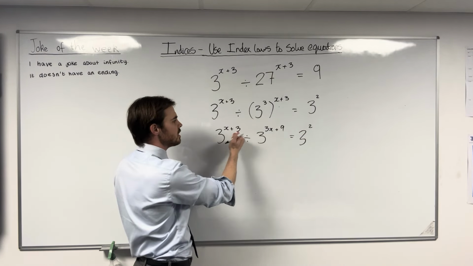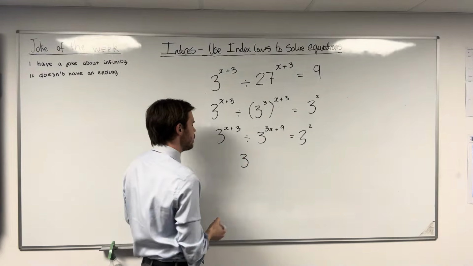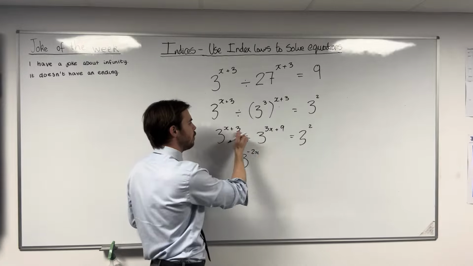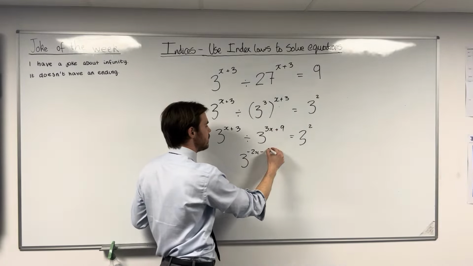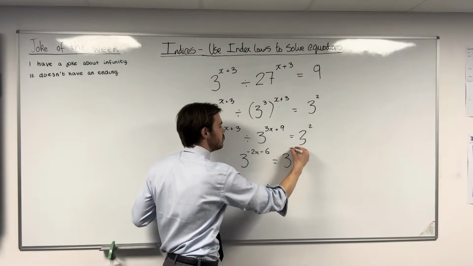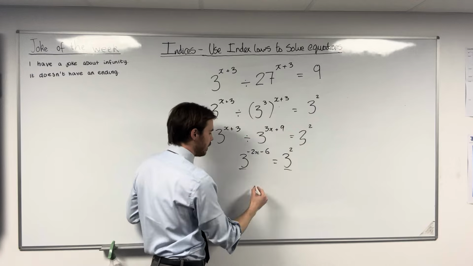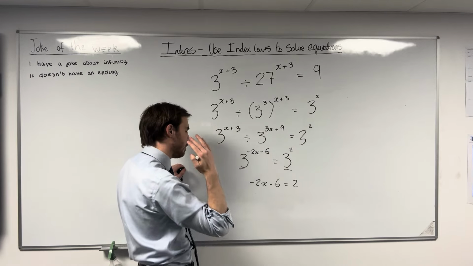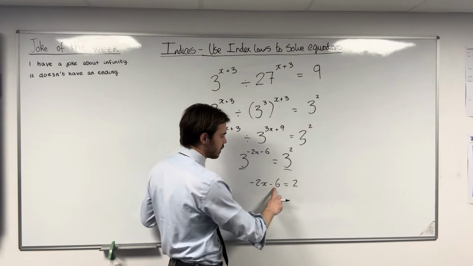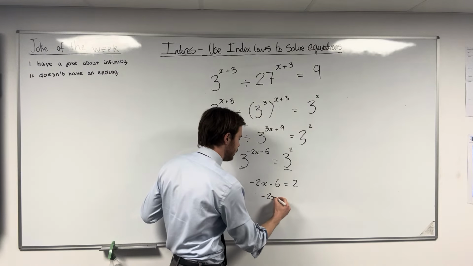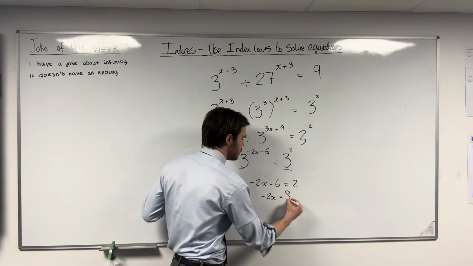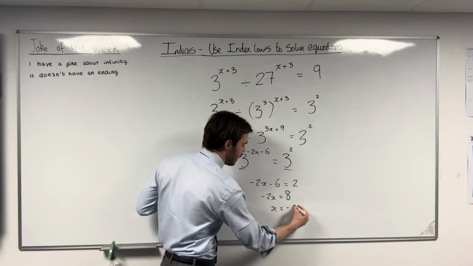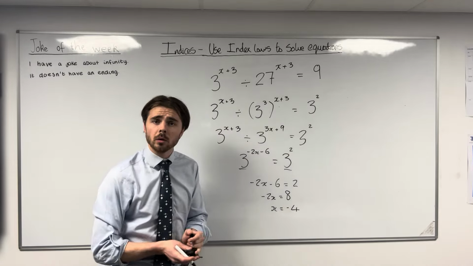Lovely. And then we're going to do this, take away this. So I have 3 to the power of, well, x take away 3x is negative 2x. And then 3 take away 9 is negative 6 equals 3 squared. Now we have our base number. Let's make the powers equal to each other. Lovely stuff. Now we're going to solve this. So the way I would solve this, I would add 6 over to here. And that would give me 8. And then I would divide by negative 2. So we would get negative 4. And there we go. Quite a long one.